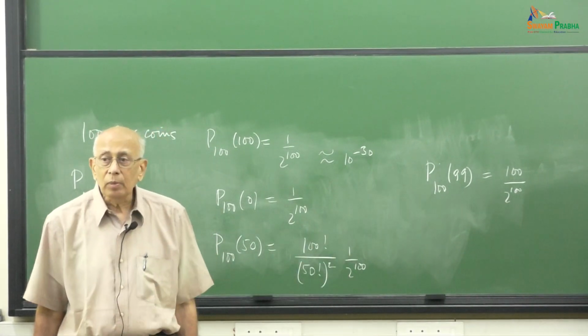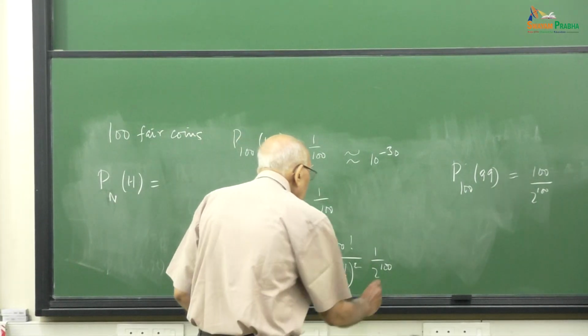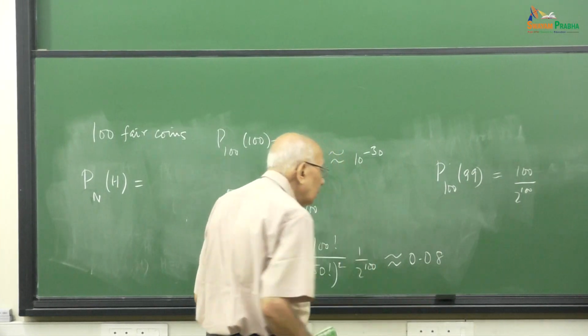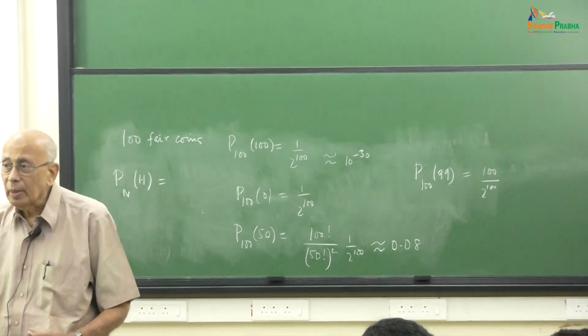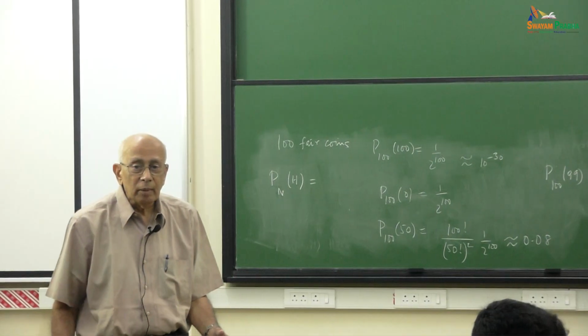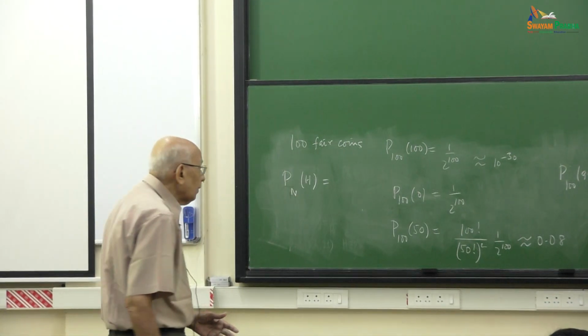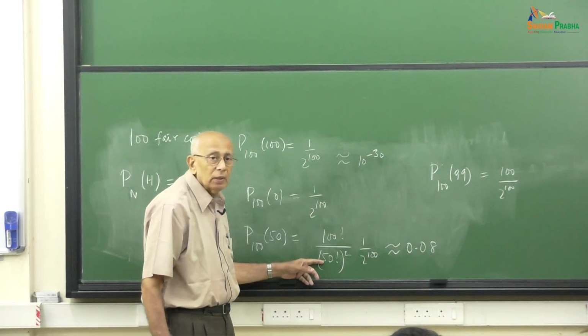And the answer turns out to be about 8%. So this will turn out, and you will see why, to be approximately 0.08, which I think is pretty large. Compared to 10 to the minus 30, 8% is very, very large in between. So you see, this factor starts dominating when you have large numbers.